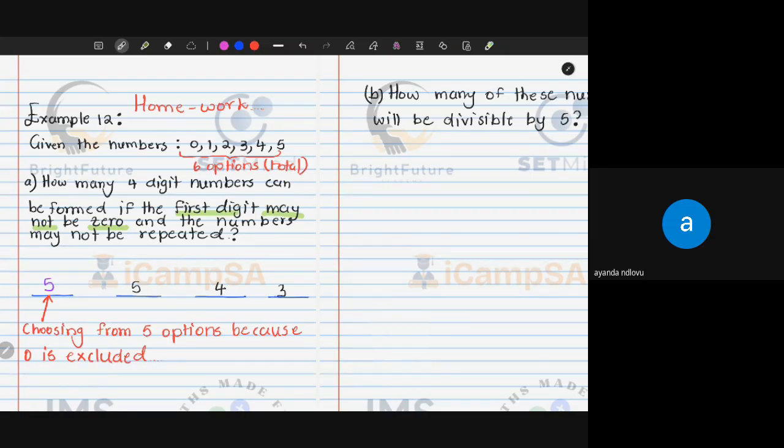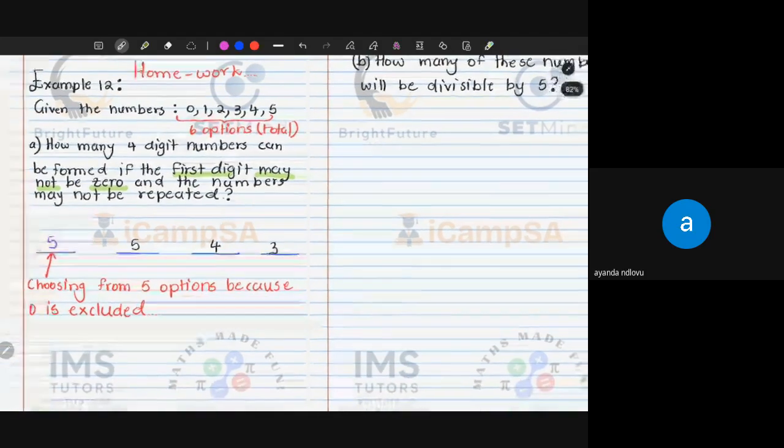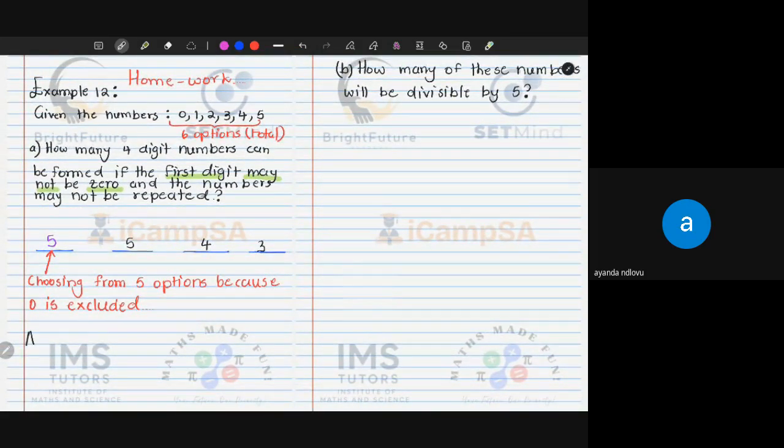So this means when they ask how many 4-digit numbers can be formed, the answer is going to be 5 by 5 by 4 by 3. What is the answer, guys? Is it 300? Let's see: 25 by 4 is 100, by 3 is 300. Did I get it correct? Yes. Okay, so that is the answer for A.